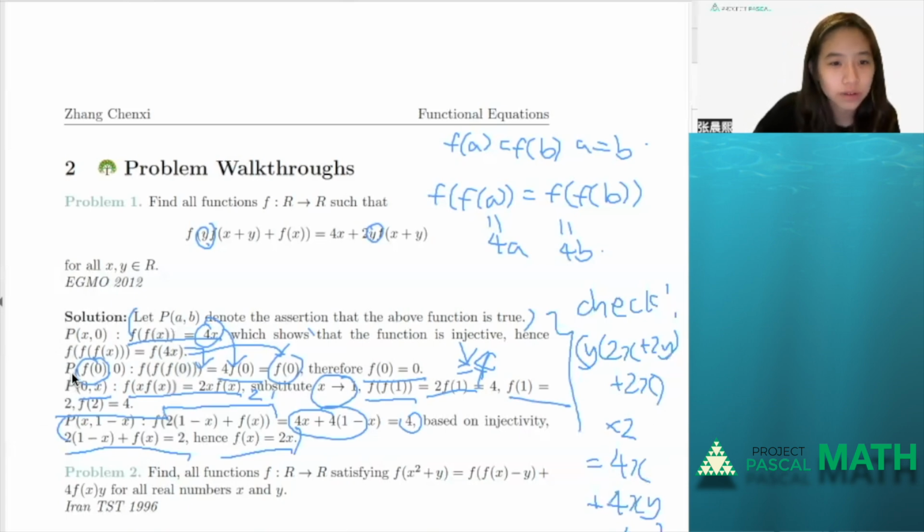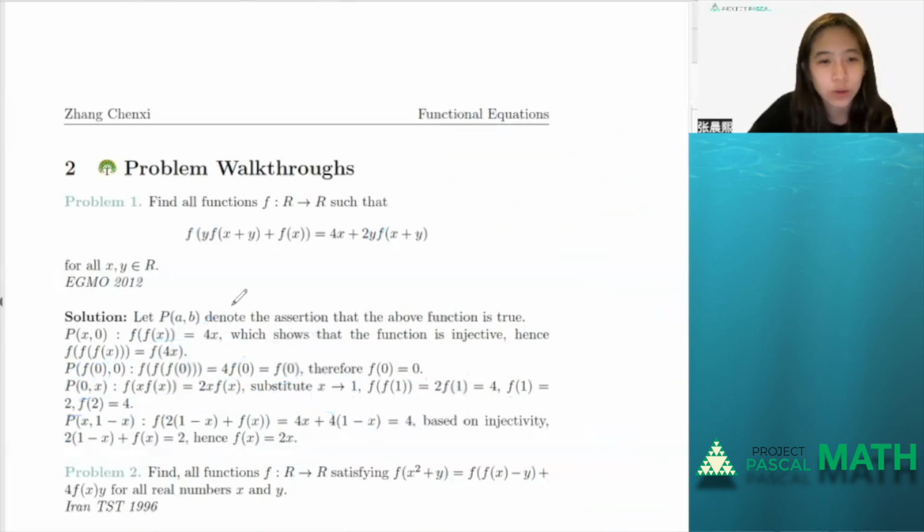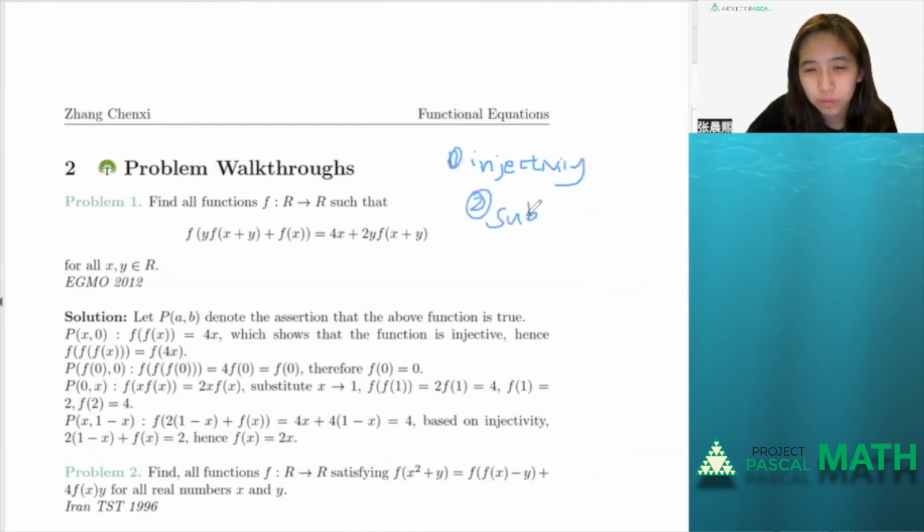And so that's the first problem basically. So the first problem is a bit of injectivity and subbing. So you have to get familiar with this process.